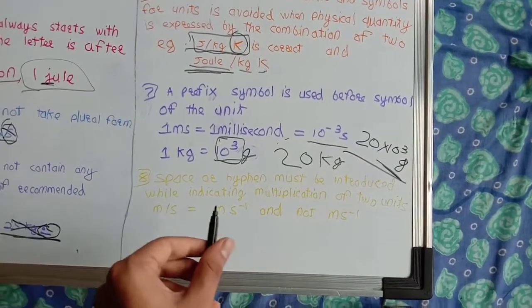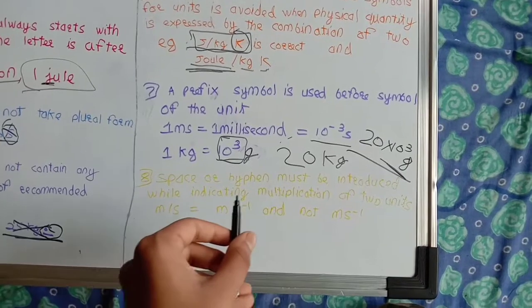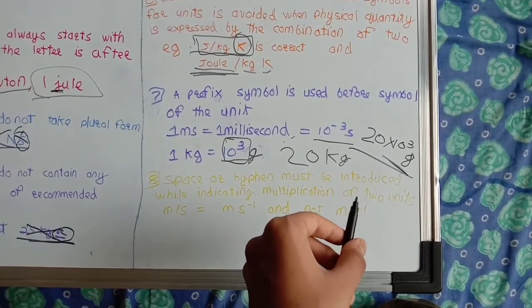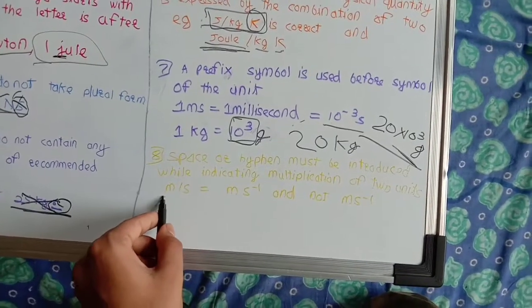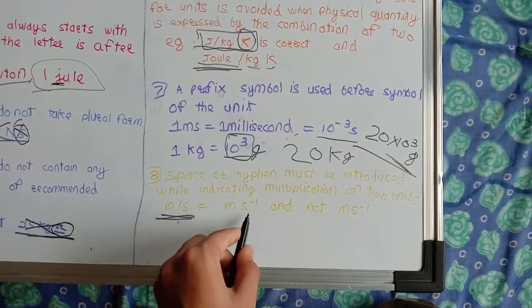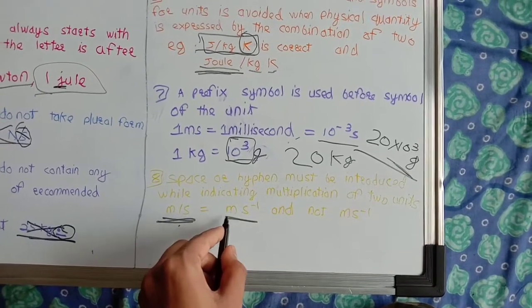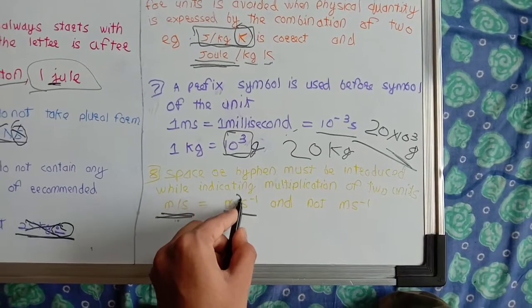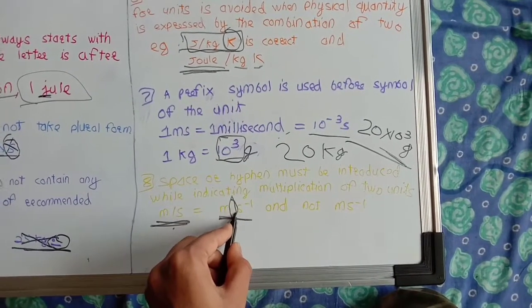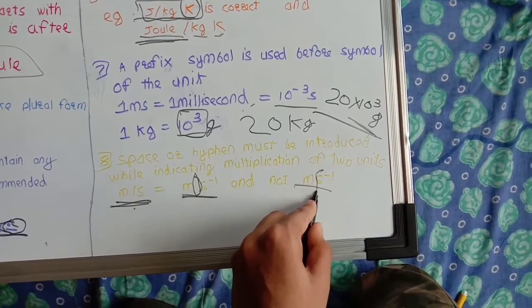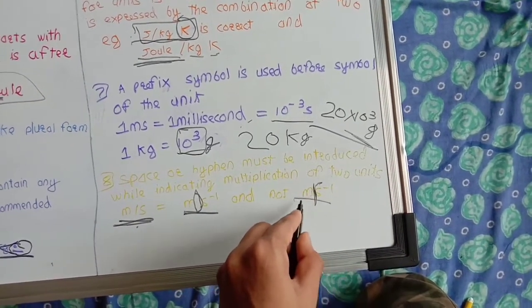Next, a space or hyphen must be introduced when indicating multiplication of two units. So see, here meter per second is the unit of speed. We can write meters per second like this also, meter second raised to minus 1. But while writing this, there should be a space between them. If we write like this, meter second square, and if we do not give any space, then the unit will be wrong.